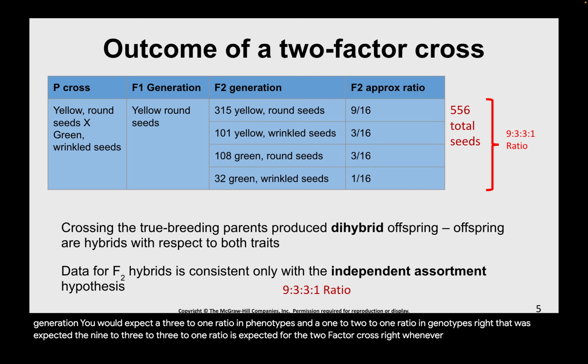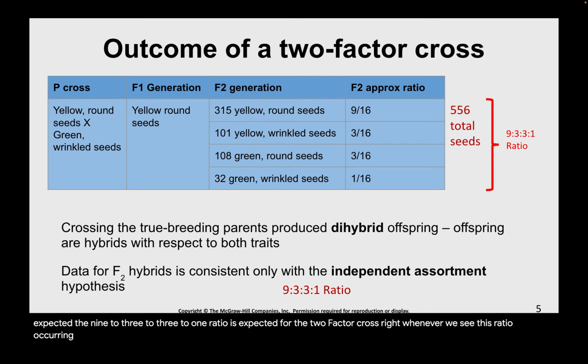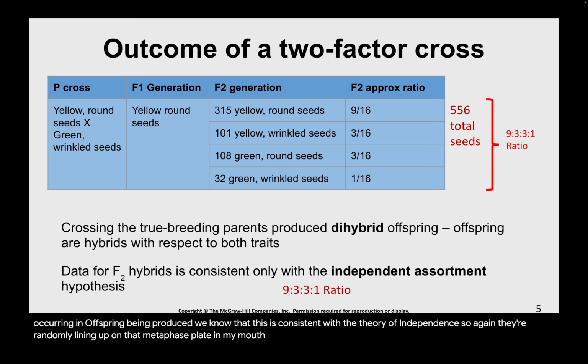Whenever we see this ratio occurring in offspring being produced, we know that this is consistent with the theory of independent assortment. So again, they're randomly lining up on the metaphase plate in meiosis. This ratio will become important in a few slides when we start talking about linked genes. But I want to point out, just like the one-factor cross, the two-factor cross also has this very expected outcome.